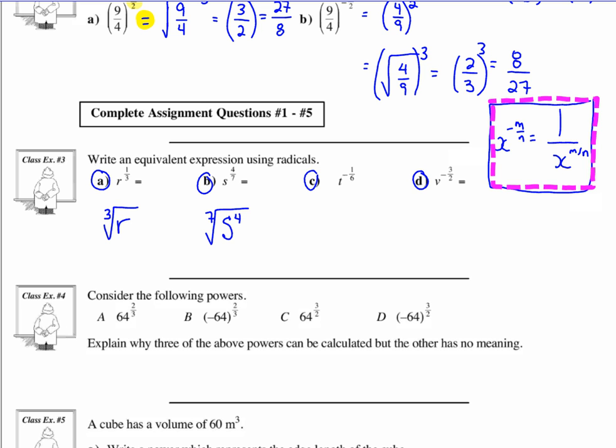Okay, what do we have to do with t to the negative 1/6 first? Flip it. Put it on the bottom. Put it on the denominator. Move it across the border so it's a positive exponent, and now you can write that as a radical. What's the index? 6. And the power is 1. Do you have to write to the power of 1? No, can you? Sure. Totally fine. Still shows me that you understand what you're doing.